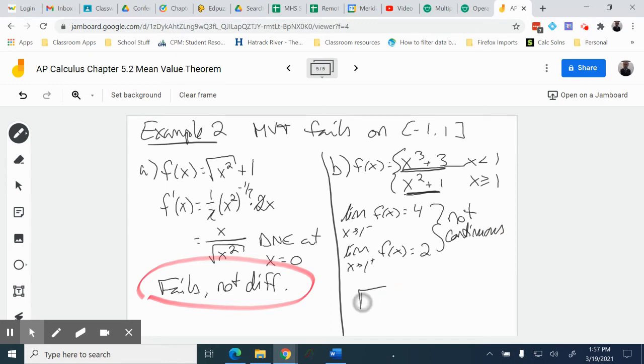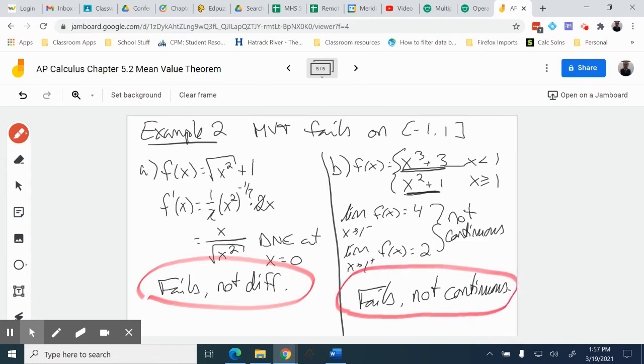So again, there may be a value of c such that f prime of c equals f of b minus f of a over b minus a, etc. But I can't say there must be, because the mean value theorem does not apply to this. I would have to go and experiment and do some math and maybe find that place, but I'm going into the problem without any idea of whether or not it even exists.